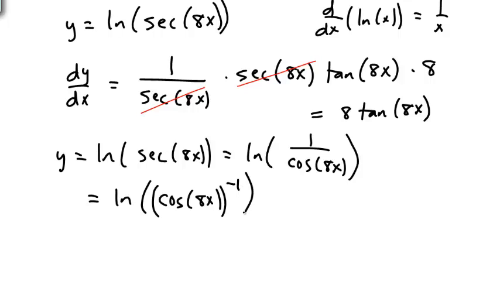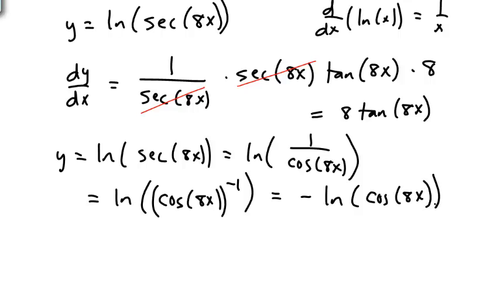Now this is not the uncosine. This is literally 1 over cosine. That's what secant is. And with a natural log, or any log, you can pull that exponent out front. This is negative natural log of cosine of 8x.